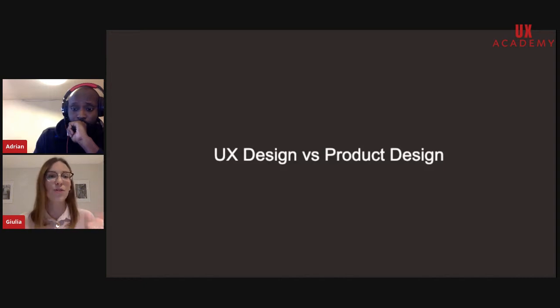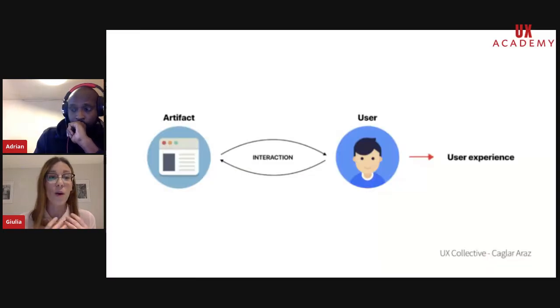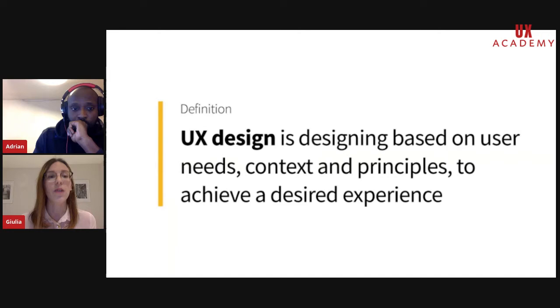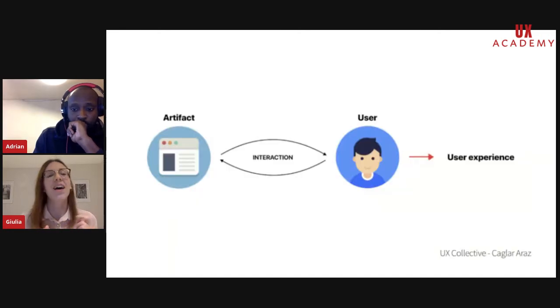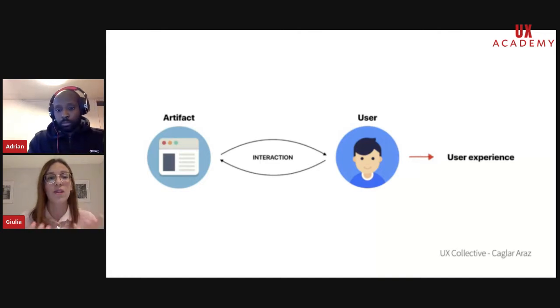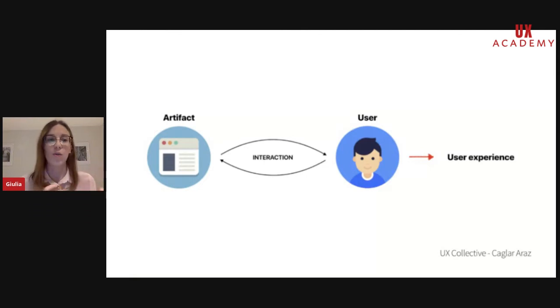To do that, first of all, I wanted to start with the definition of user experience. So when we talk about UX, we're actually talking about the experience that a specific user derives from interacting with an artifact. It might be an app, a website, service, a product. So this is user experience for us, and it involves emotions, behaviors, context of use, a lot of different things. They go all together within this experience.